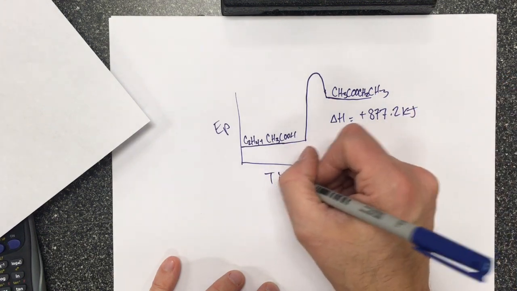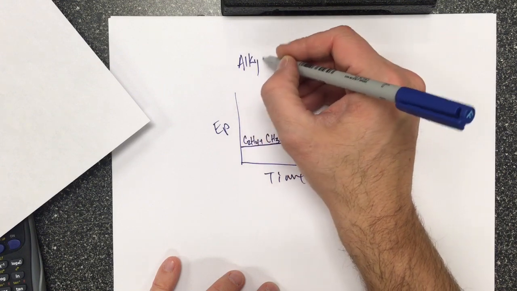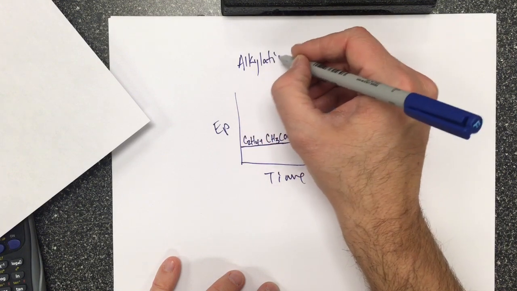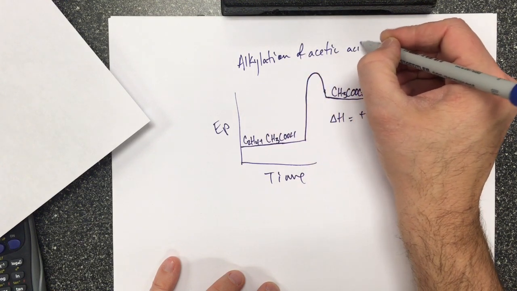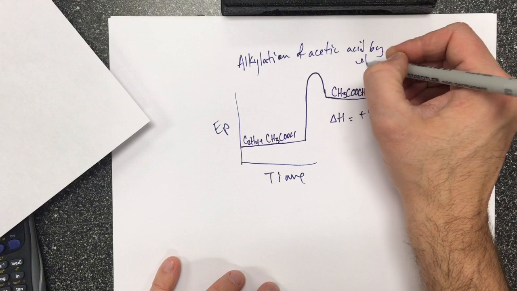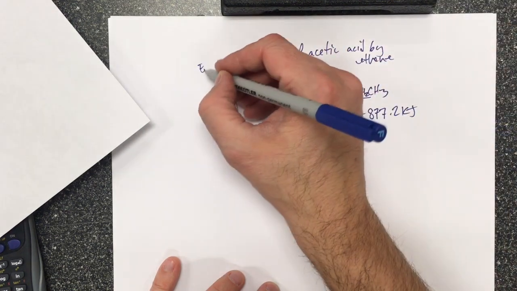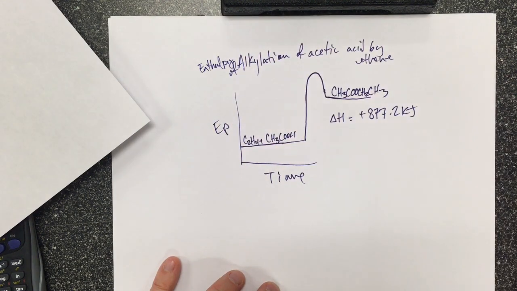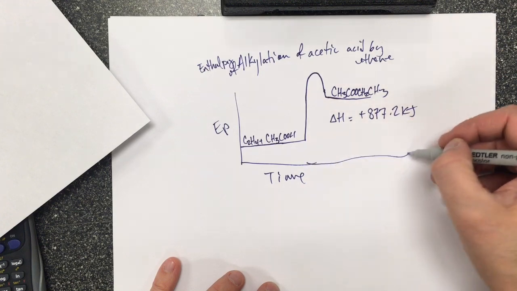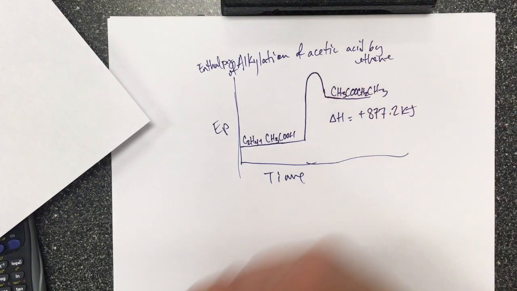The x-axis will be like time or something like that, and that's alkylation of acetic acid by ethene, and we're talking about the enthalpy. So enthalpy of alkylation of acetic acid by ethene, something like that would be a title that would work. So that would be a kind of a reaction pathway. We have to put in more energy, but we get some of it back.